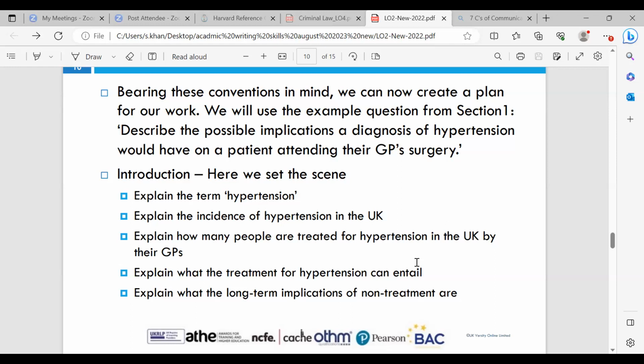In the introduction, here we set the scene. So you'd explain the term hypertension. Why do you think that's important? If you're looking at that question, why do you think it's important to explain what hypertension is? Why do you think it's so important at the start to explain what hypertension is? Anyone?